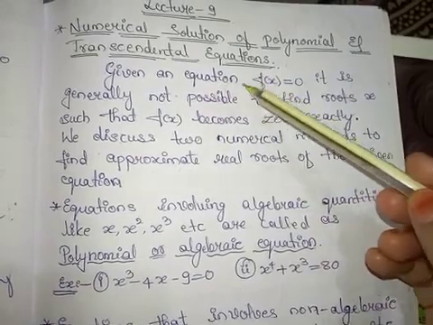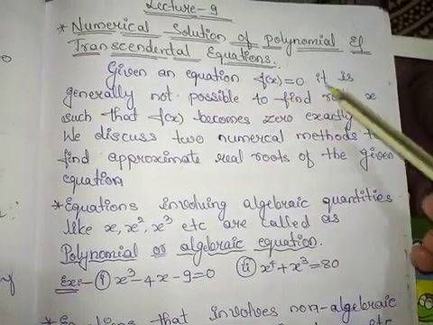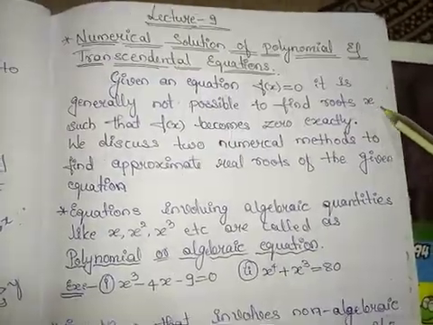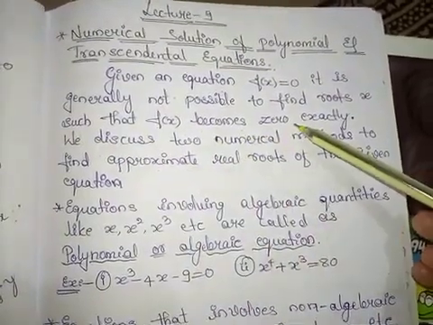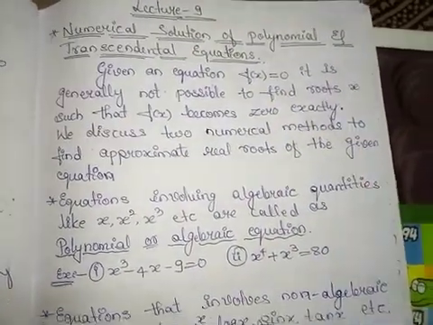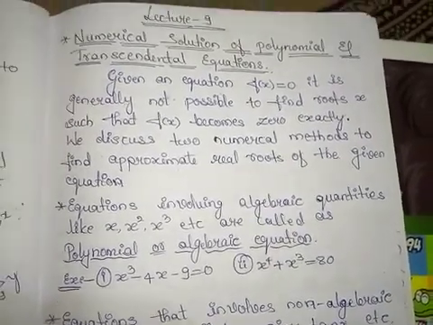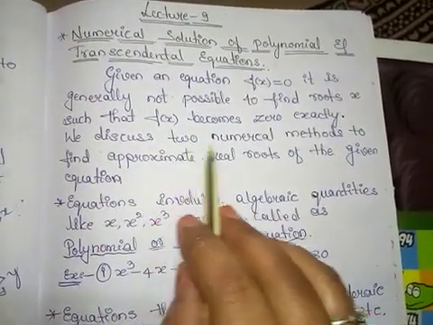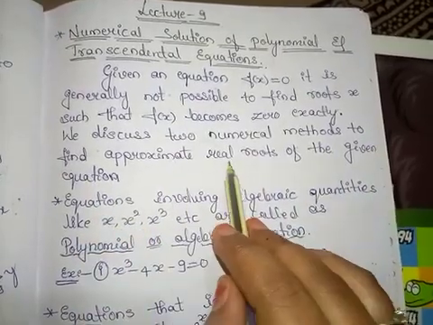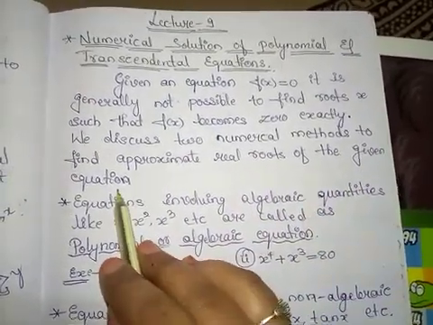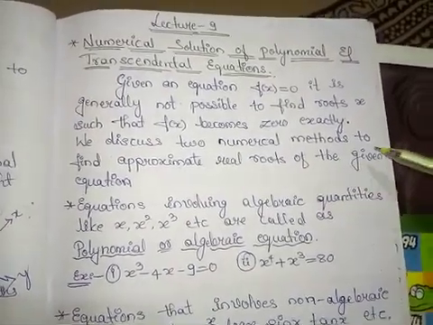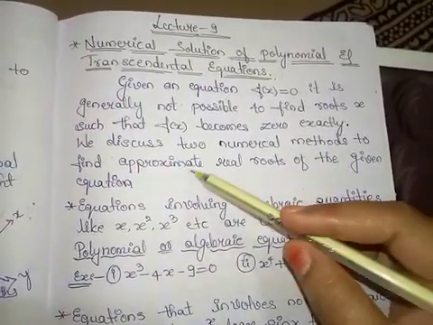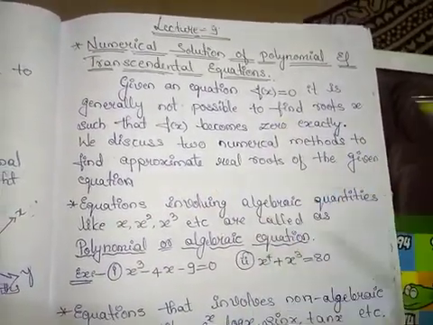Given an equation f of x is equal to 0, it is generally not possible to find roots of x such that f of x becomes 0 exactly. We discussed two numerical methods to find approximate real roots of the given equation. Here we have two numerical methods to find the approximate root, not exact, approximate real root of the given equation.